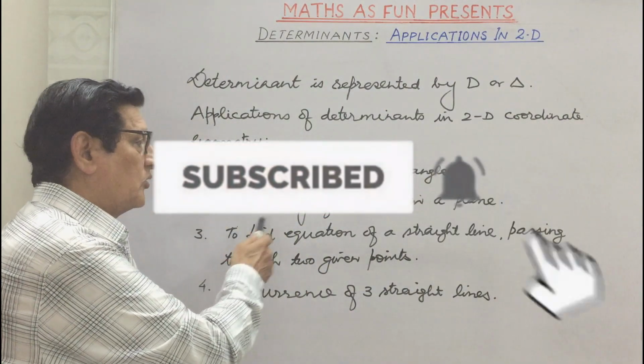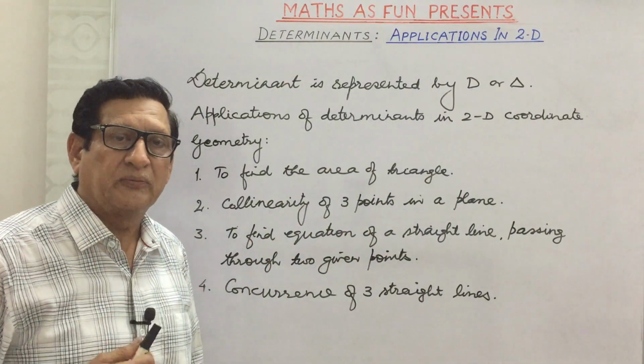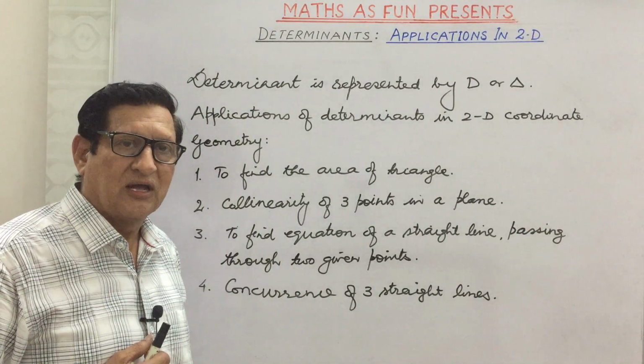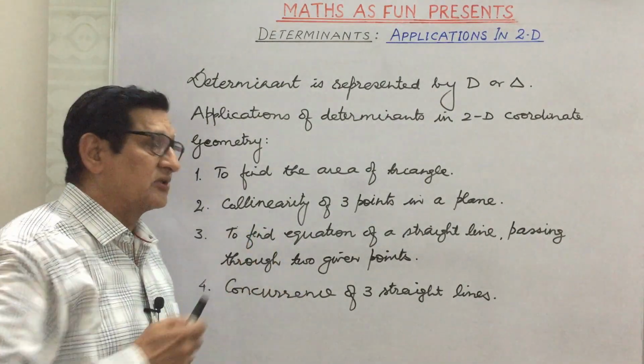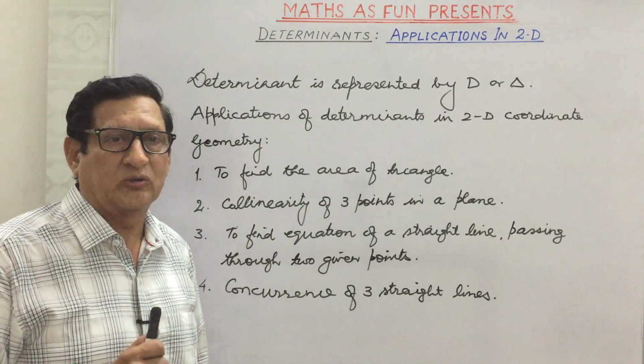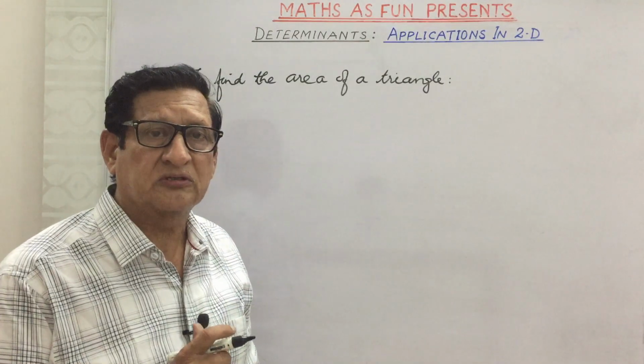Next we will find the equation of a straight line passing through two given points. That can also be done by applying determinants. And next is to find out whether three straight lines are concurrent or not. First, to find the area of a triangle if its vertices are given to us.